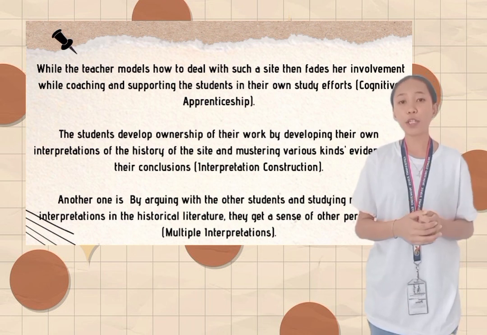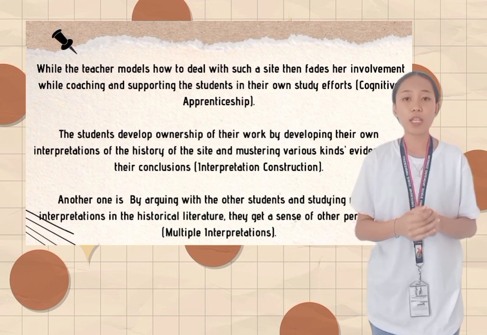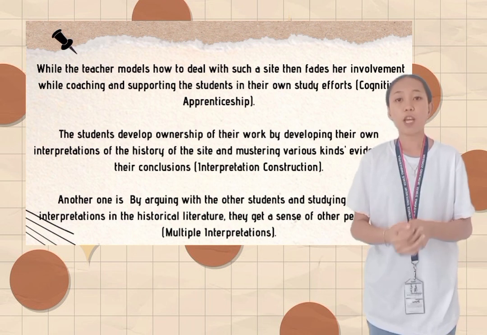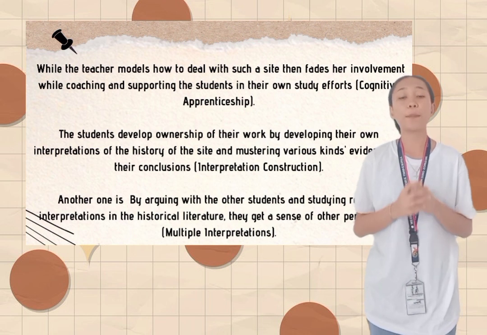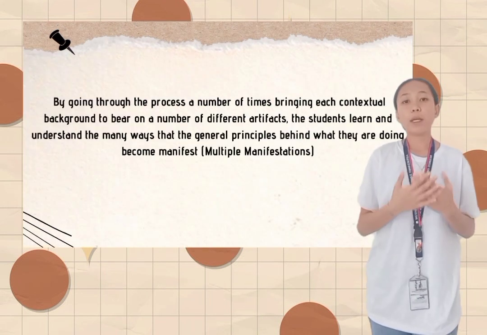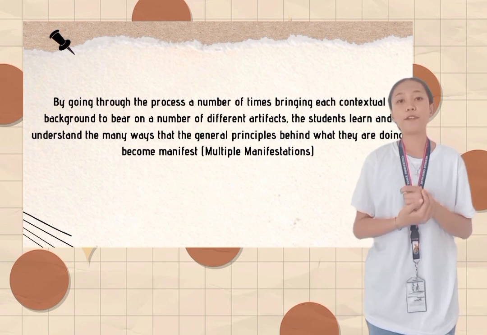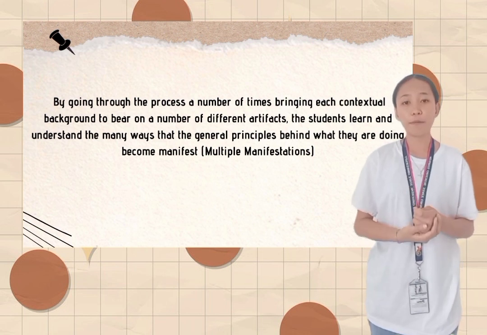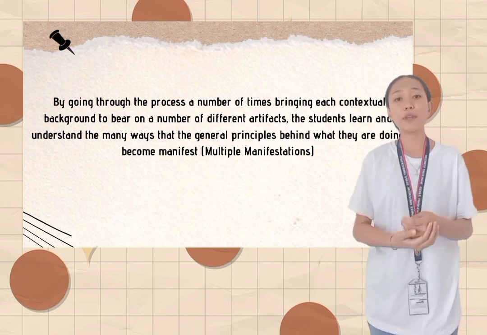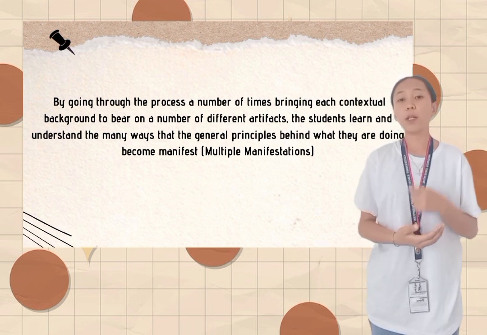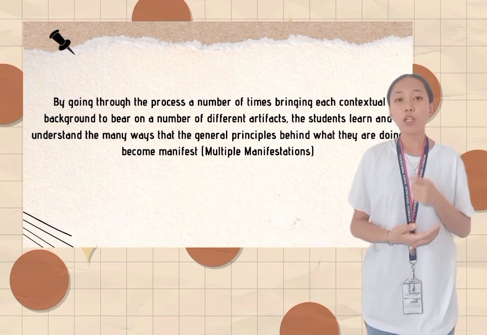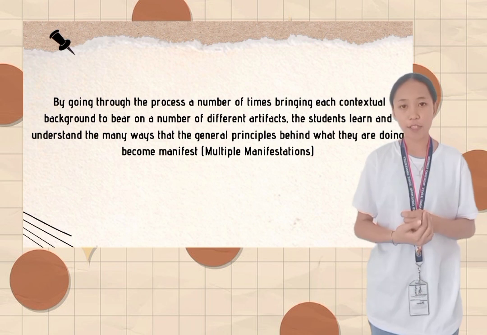Another one is by arguing with the other students and studying related interpretations in the historical literature, they get a sense of other perspectives. So this shows multiple interpretations. So lastly, by going through the process of a number of times bringing each conceptual background to bear on a number of different artifacts, the students learn and understand the many ways and the general principles behind what they are doing become manifest. And this one shows multiple manifestations.